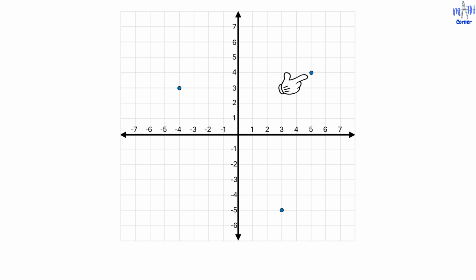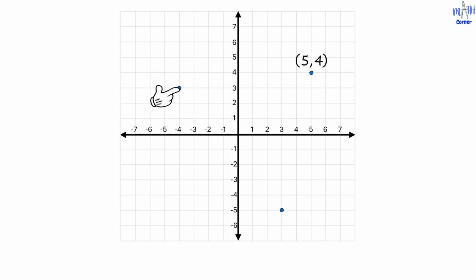Let's look at this point. First, look at the x value. The point is 5 units to the right. That means x equals 5. Now look at the y value. The point is 4 units up. So, y equals 4. The coordinates are 5, 4.